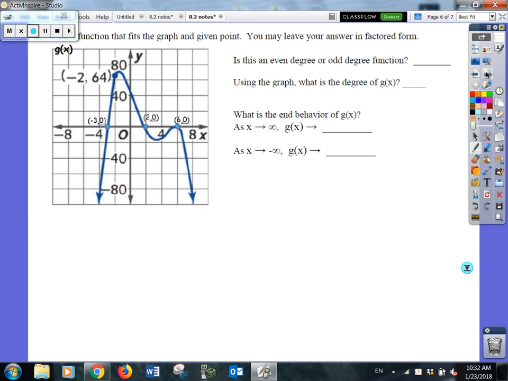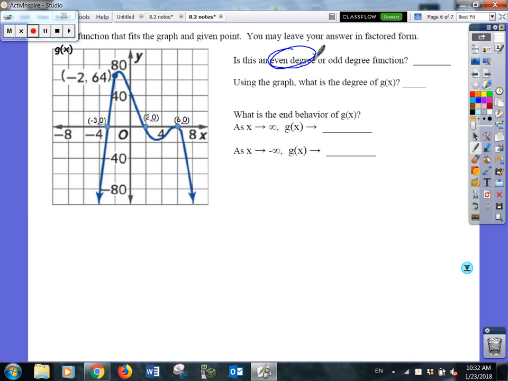Alright, so first I'm going to answer these questions and then I'll write the function. The first is: is it an even or odd degree? All we do is look at our end behavior. Both arrows are going in the same direction. If they're going in the same direction, that means it's an even degree. Odd means opposite direction.